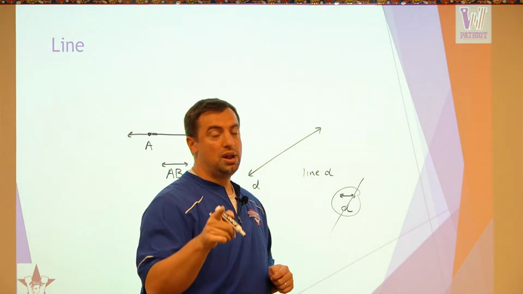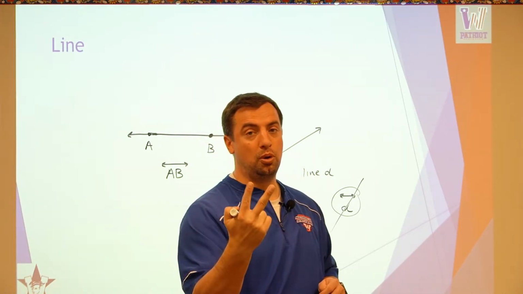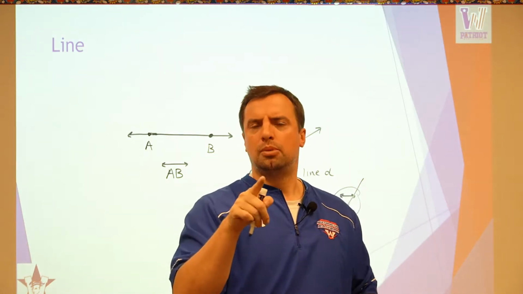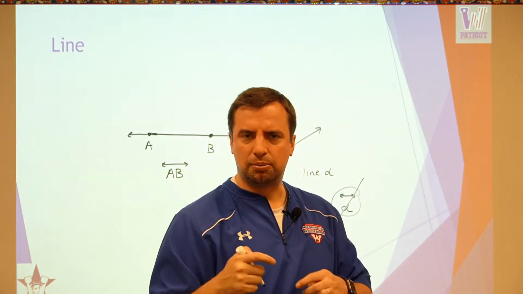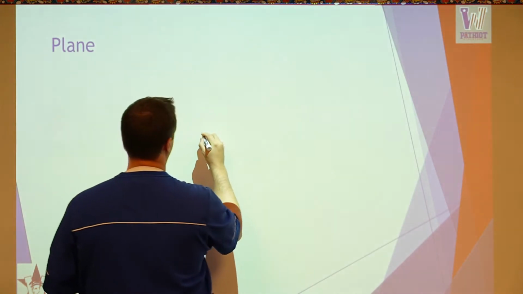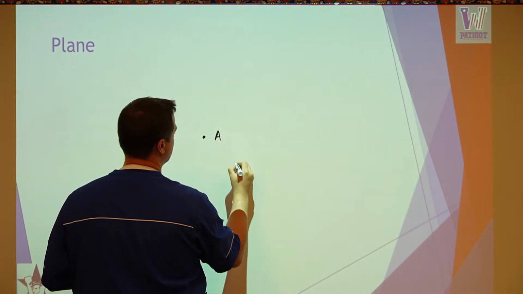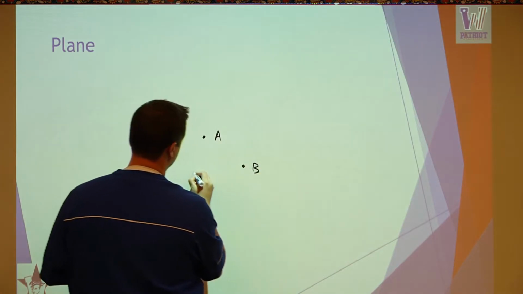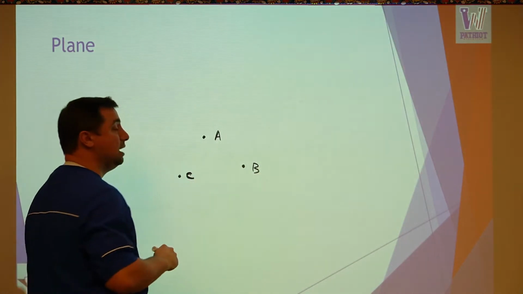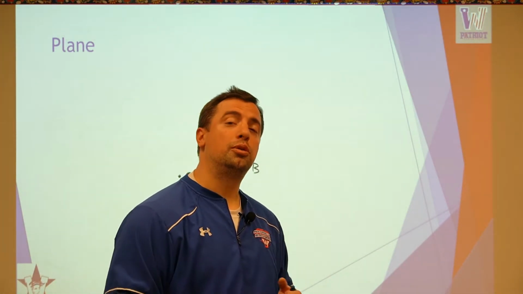Now, that's when we have 2 points. When we identify 2 points, we can draw a line through them. What happens if we have 3 points in different places? What could we get? Well, let's take a look. Point A, point B, point C. We put a point there, and then we'll put C. And I can't draw one line through all 3 points.